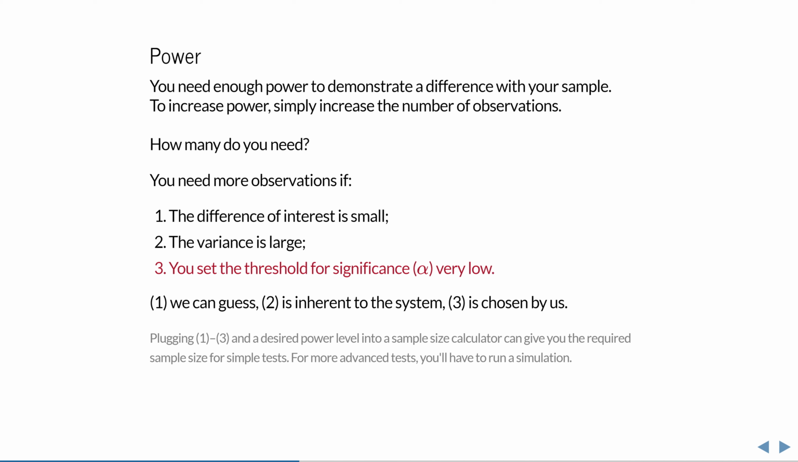It might be tempting to set alpha very low, like 0.00001, and thereby reduce the chance of a false positive. But doing so, by definition, means that we are less likely to say that a difference is significant. After all, we're being more strict. So keep in mind that while lowering alpha will indeed reduce the chance of false positives, it will simultaneously increase the chance of false negatives.